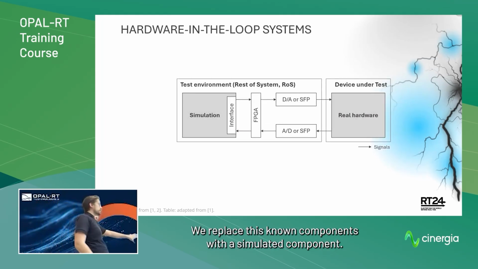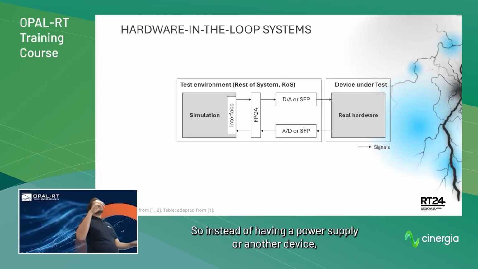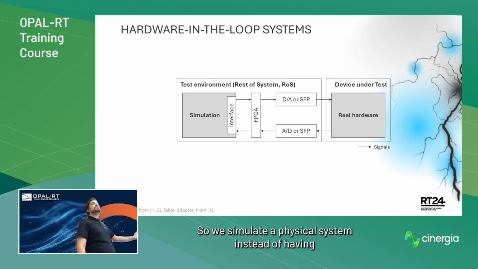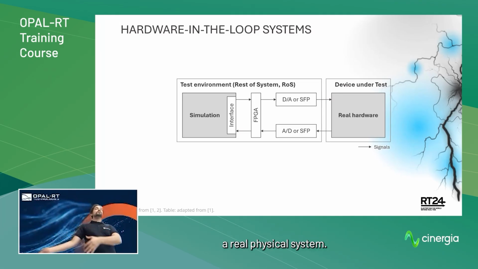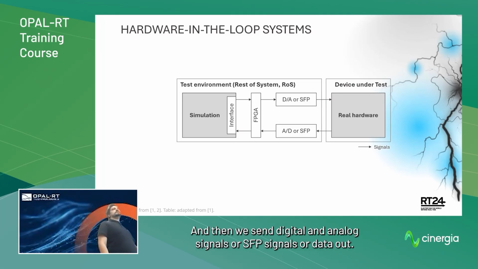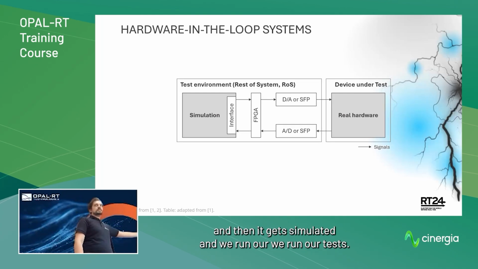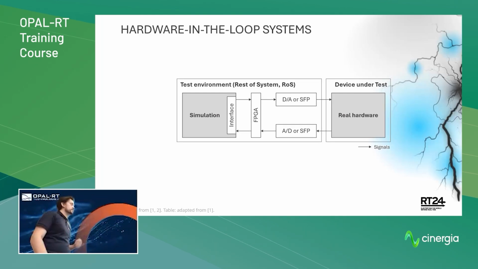With hardware in the loop, we replace this known component with a simulated component. So instead of having a power supply or another device, we do it all via the CPU and the SFPs and all that stuff. So we simulate a physical system instead of having a real physical system. And then we send digital and analog signals or SFP signals or data out somehow. We read data back in, and then it gets simulated and we run our tests. So that's what we just saw. This is HIL.